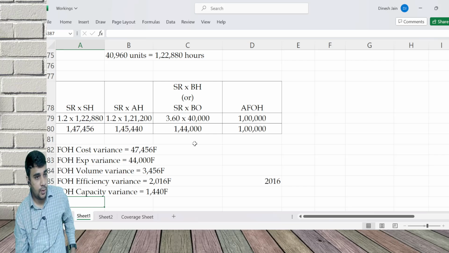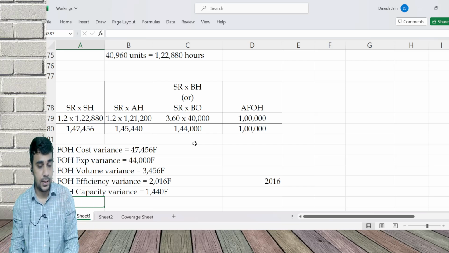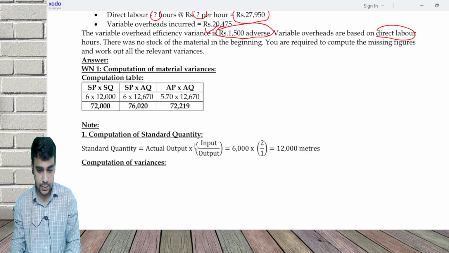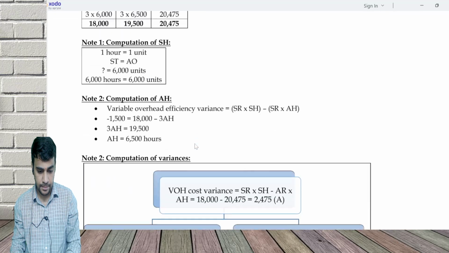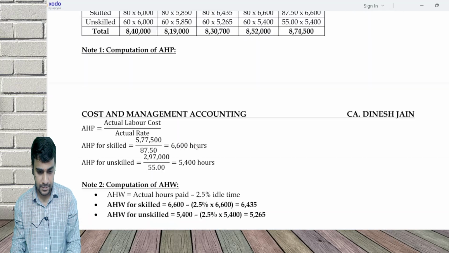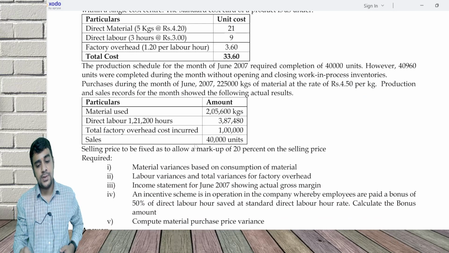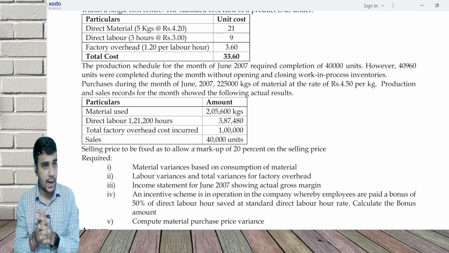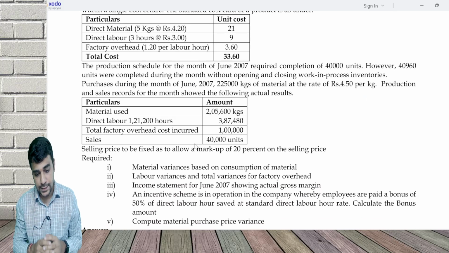Okay, let me now get into the reconciliation part. Now the question wants us to calculate the income statement for June 2007 showing actual gross margin. What is actual gross margin? It is the actual profit of the organization.